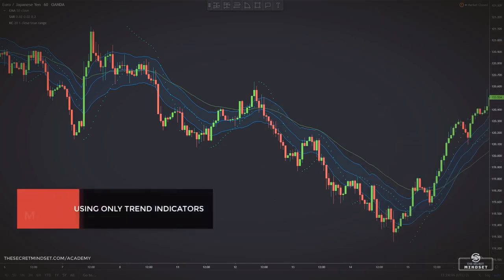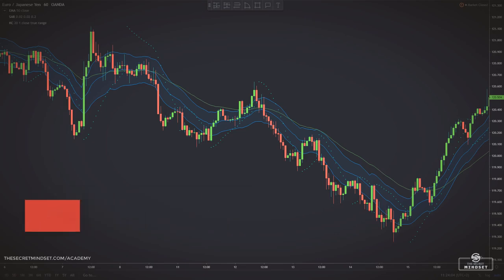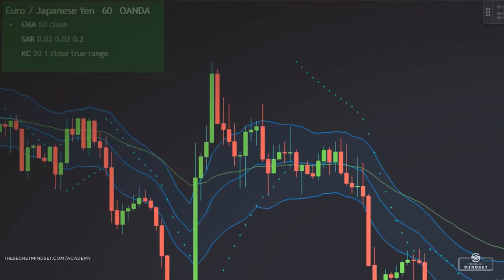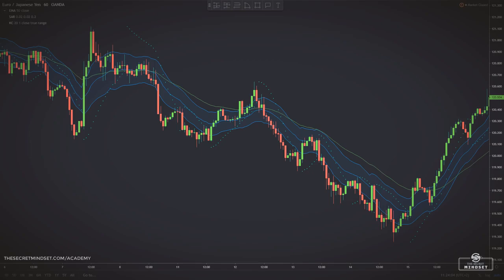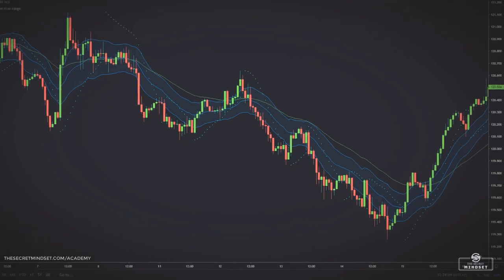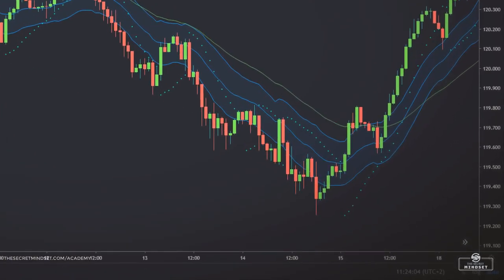Another common mistake is using only trend indicators. This example shows a chart with 3 trend indicators: the parabolic SAR, a moving average, and Keltner channels. Again, the role of these indicators is the same, identifying trend direction. You can see that during a trend, all indicators are practically indicating the same thing. At the same time, during ranges, they all offer bad signals.